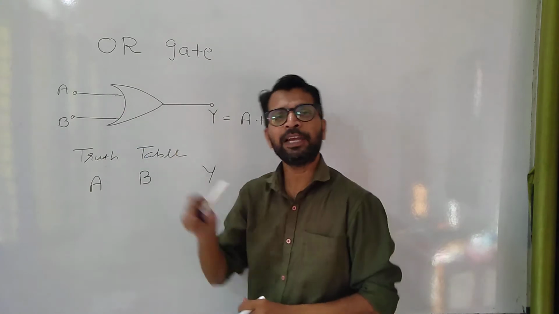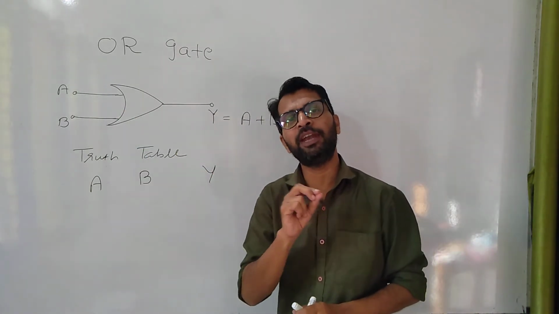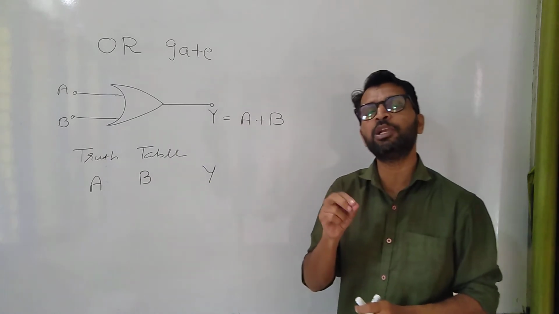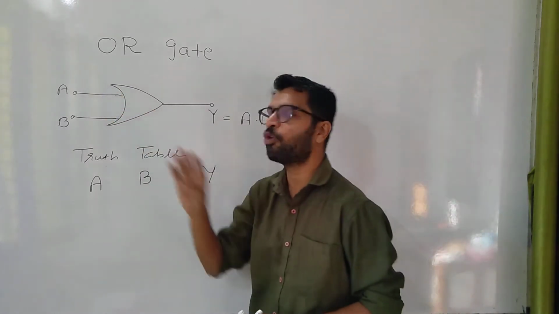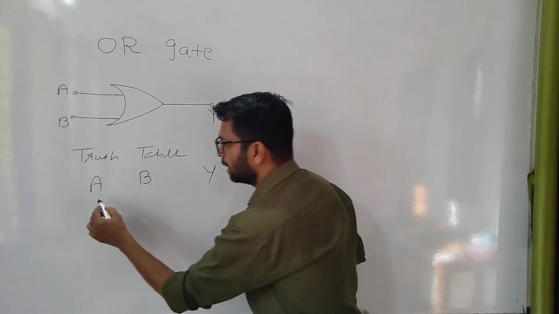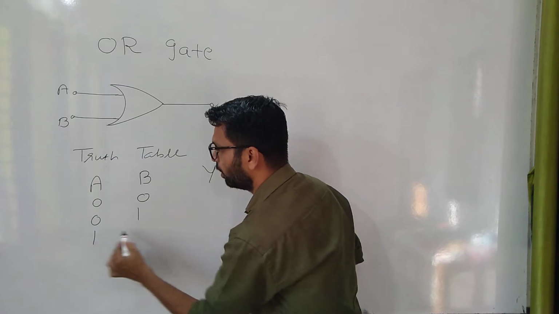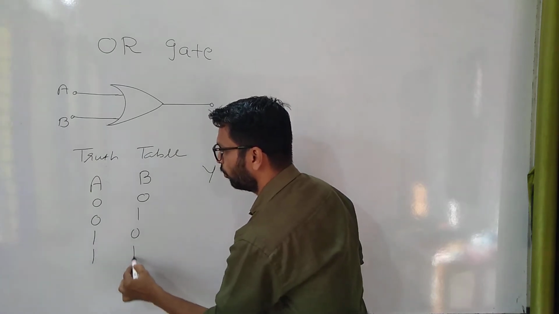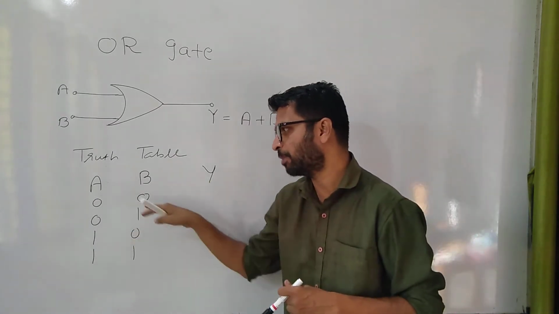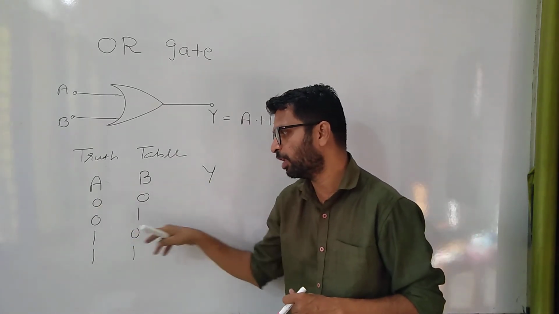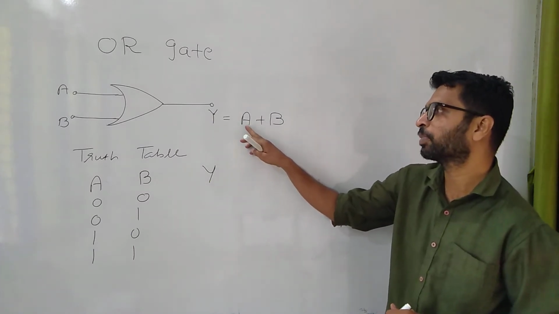In an electronic circuit we have only two input values, 0 and 1. 0 is normally a low voltage and 1 is a high voltage. So we have four possibilities: 0 0, 0 1, 1 0, 1 1. You can change this order also, but I will write it in this manner. Now we will work as per the Boolean equation, A plus B.